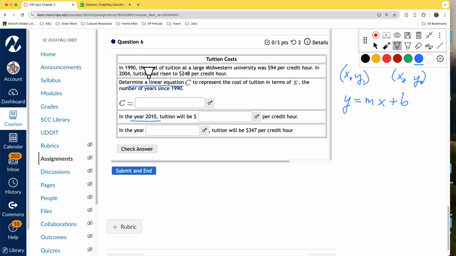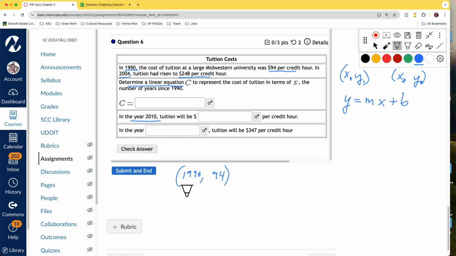So in 1990, the cost of tuition at Western University is $94 per credit hour. So we've got 2 things. We've got year and cost. And then we've got another one that's in 2004, which is a year. We get a cost of $248. So what we do right away is, okay, we've got 2 points. We've got 1990, the cost was $94. And typically, whenever you've got something involving time, that's going to be your x coordinate.